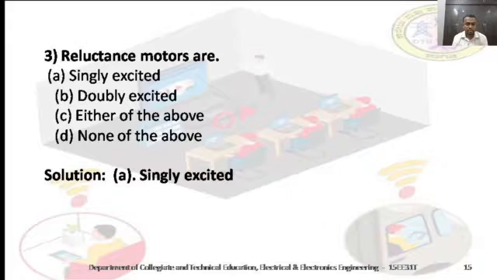Next, reluctance motors are singly excited, doubly excited, either, or none of the above. It is singly excited, meaning only the stator winding will be excited, using what we call an auxiliary winding. Hence it's singly excited.